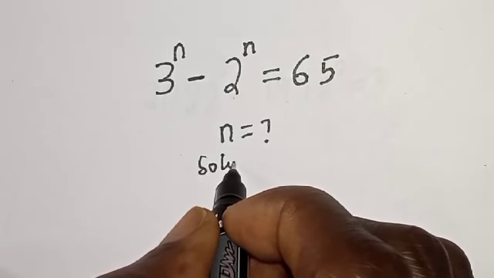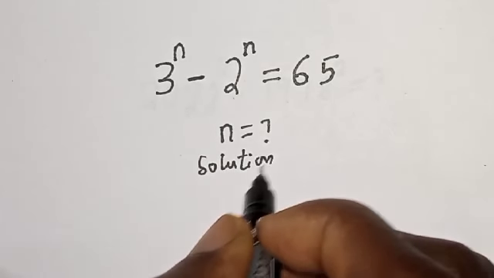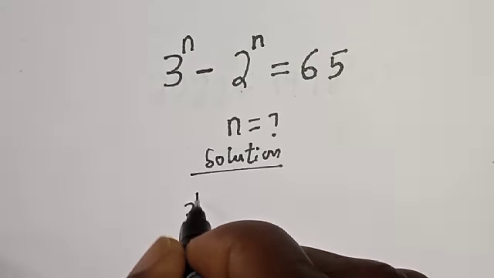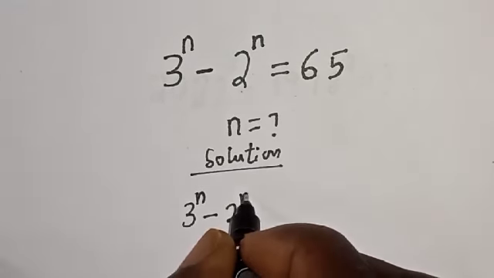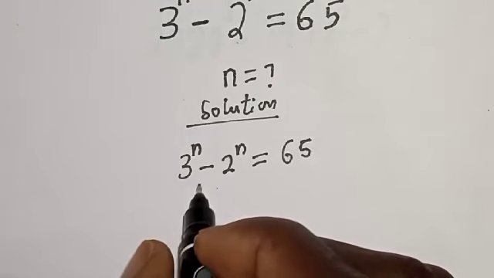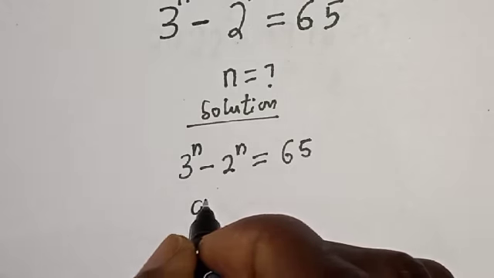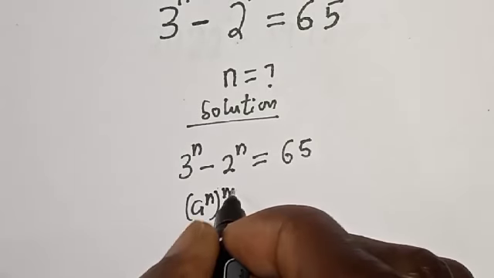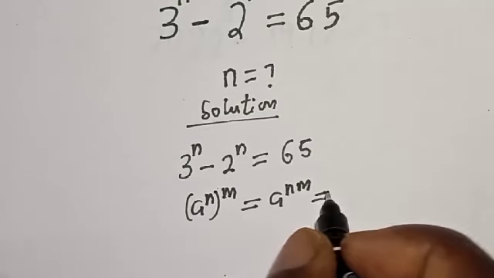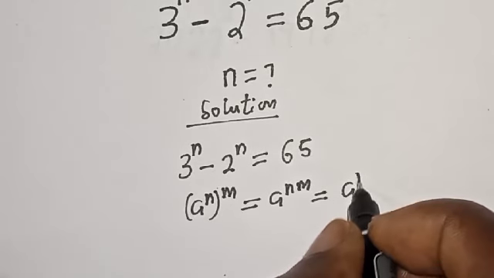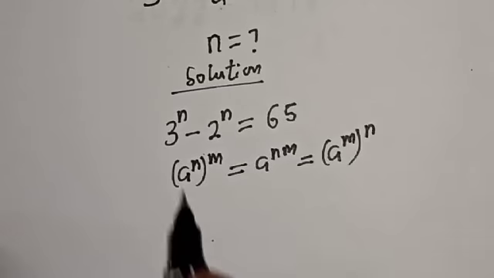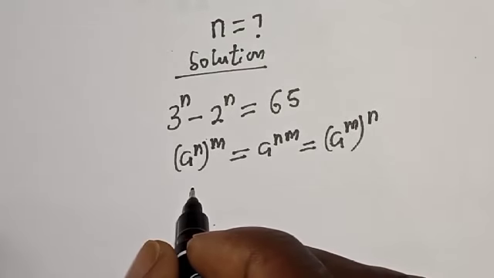Solution. We have the given question, 3 raised to power n minus 2 raised to power n is equal to 65. Take note of this exponential rule, that a raised to power n to the power of m is equal to a raised to power n m, which is equal to a raised to power m to the power of n. Now, this equation, let's add a trick here.